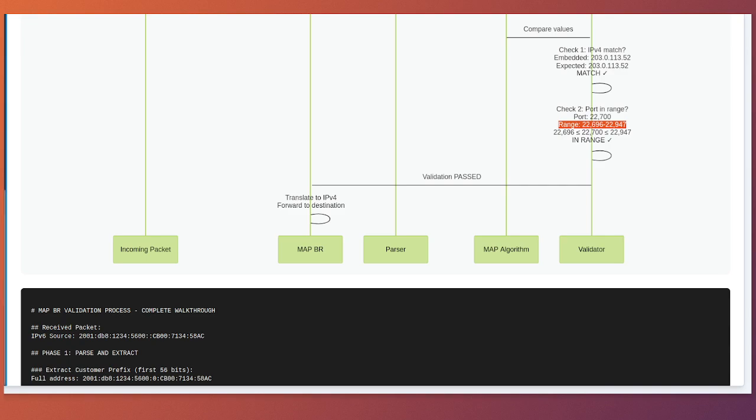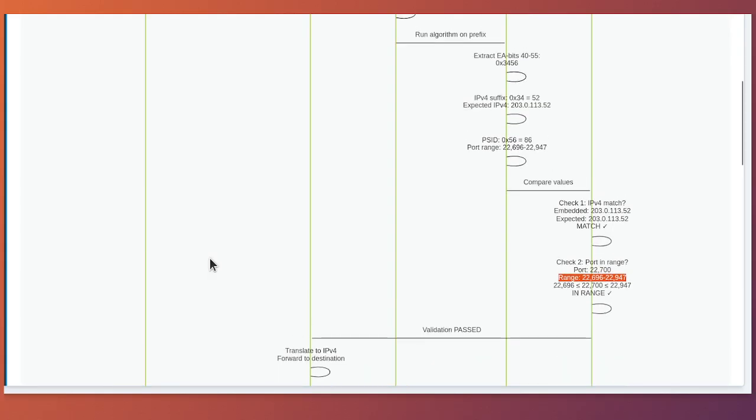This validation happens for every single packet, yet it requires no database lookup, no session state, just the same mathematical calculation that the customer equipment performed.